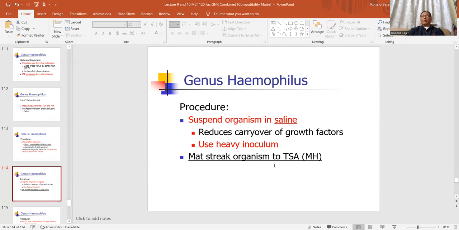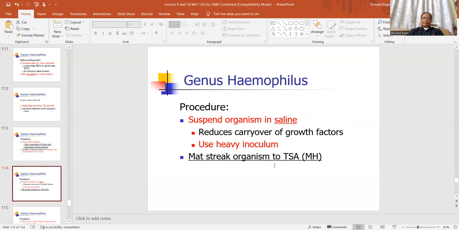When you make your prep, you suspend the organisms in saline. You don't really need to get 0.5 McFarland because you're not doing Kirby-Bauer standards. You're not measuring zone sizes. This is a qualitative test. We're looking to see if the organism requires the V factor, the X factor, or the X and V factors together. There are three discs involved: the X disc, the V disc, and a disc that contains both X and V factors, okay?